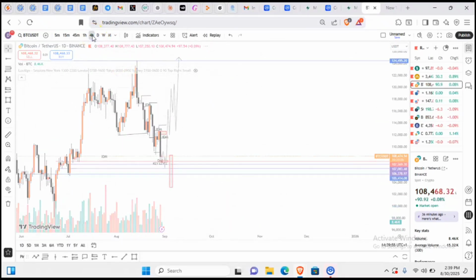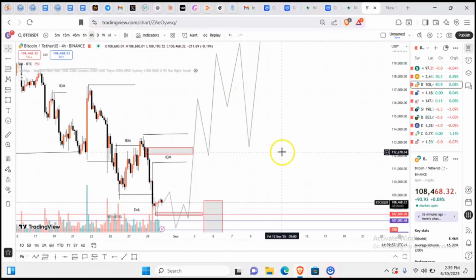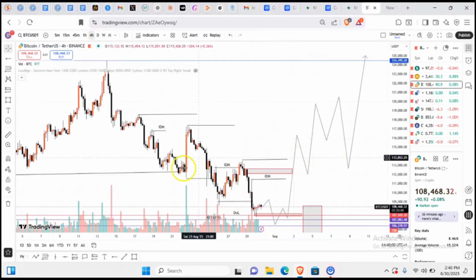One of these scenarios plays out and you're able to ride the wave.